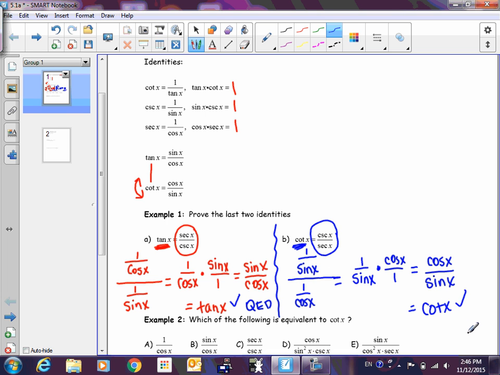Okay, so we did it. So that's what a trig proof is. You need to write the x every time. I know it seems like it's not a big deal, but you just need to do it.